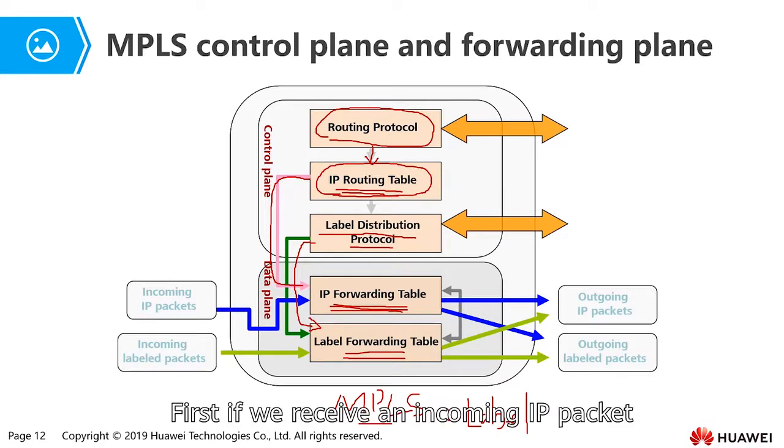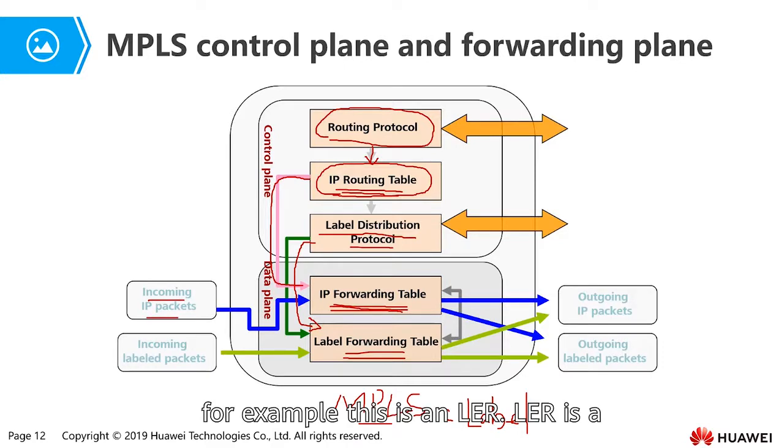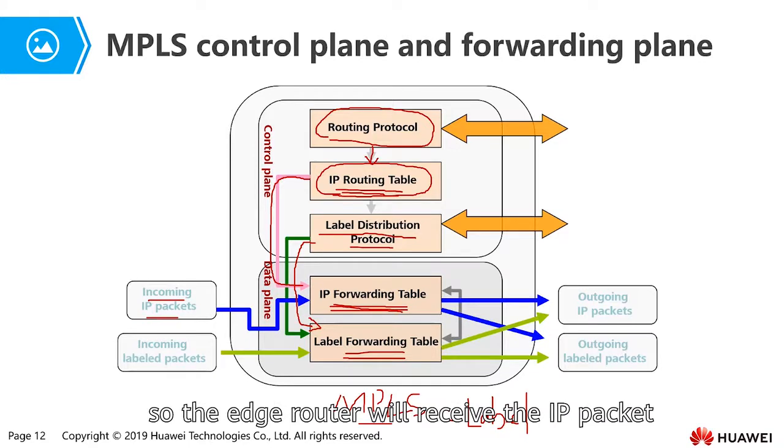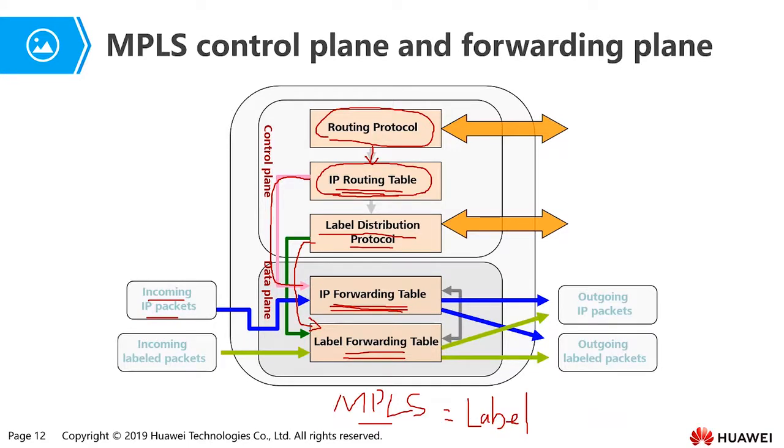First, if we receive an incoming IP packet, for example, this is an LER. LER is label switching edge router. So the edge router will receive the IP packet. When we receive an IP packet, we will search the IP forwarding table.